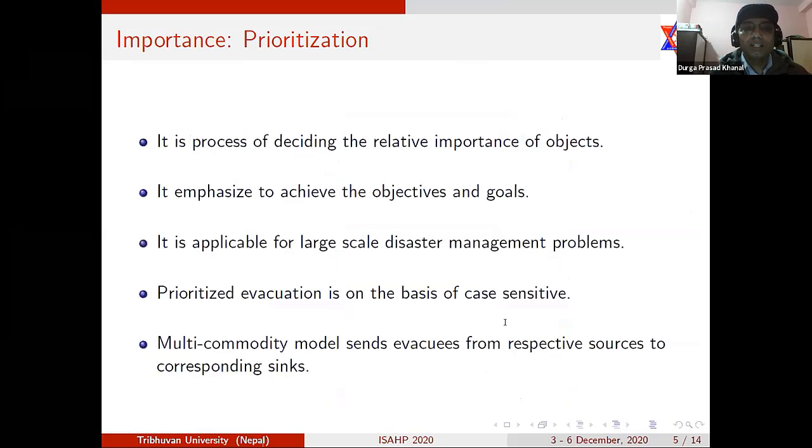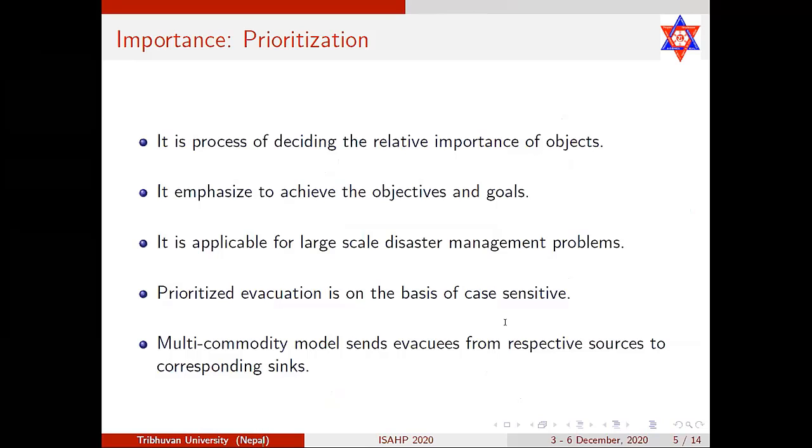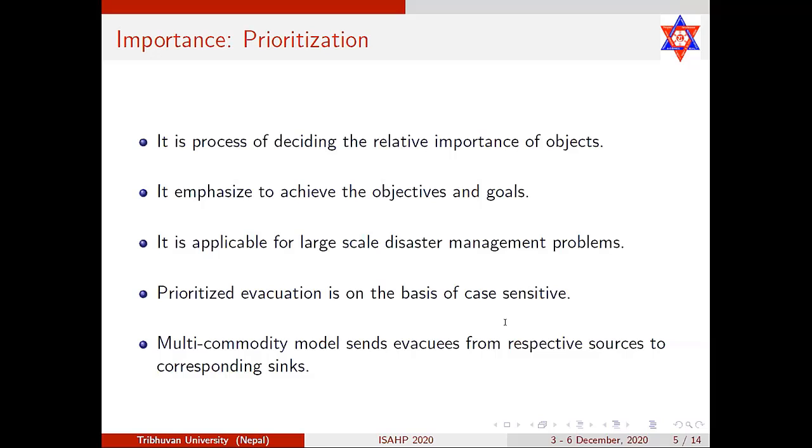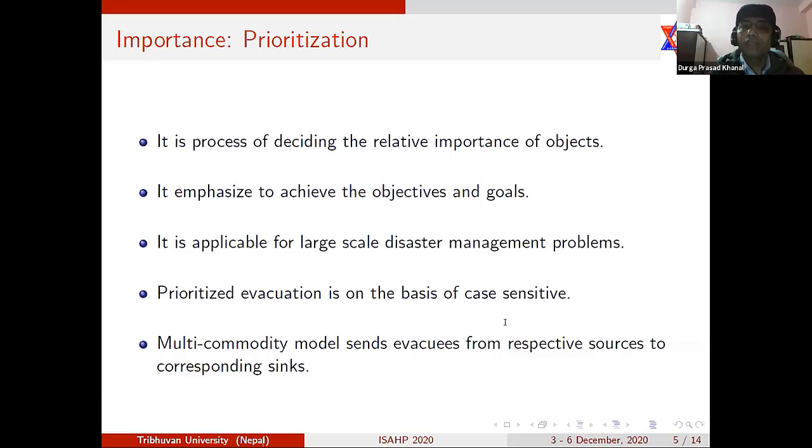The importance of prioritization is as follows. Prioritization means deciding the relative importance of objects, which emphasizes achieving the objective goal. It is applicable for large-scale disaster management problems, and this prioritization work, what we have studied, is on the basis of case sensitivity. According to the case of the injuries, different places should be sent. So it is a case-sensitive way of study. And our model is a multi-commodity flow model. In a multi-commodity flow model, multiple commodities are present, and they flow from respective sources to corresponding sinks without violating capacity constraints on the arcs.